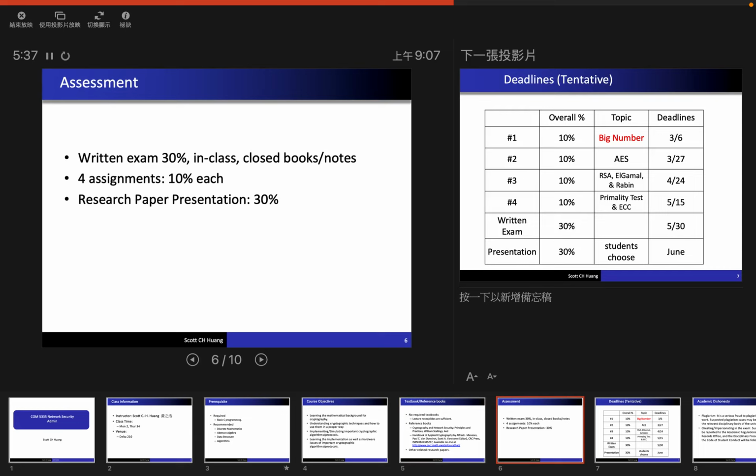Okay, the assessment. We have 4 assignments. Those are programming assignments using C, C++, Python, Java, whatever programming language. So there are 4 programming assignments, and there's 1 written exam. This is paper-based and will be held in class. If the COVID condition is good and we can have a physical class, then that written exam will be held physically in this classroom.